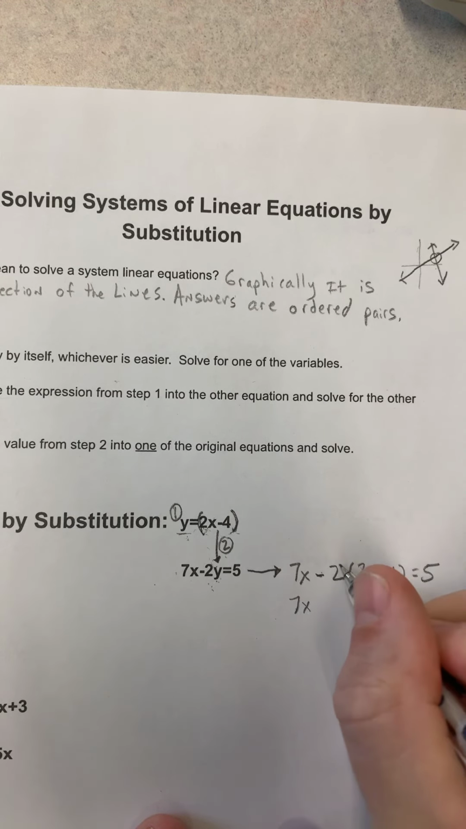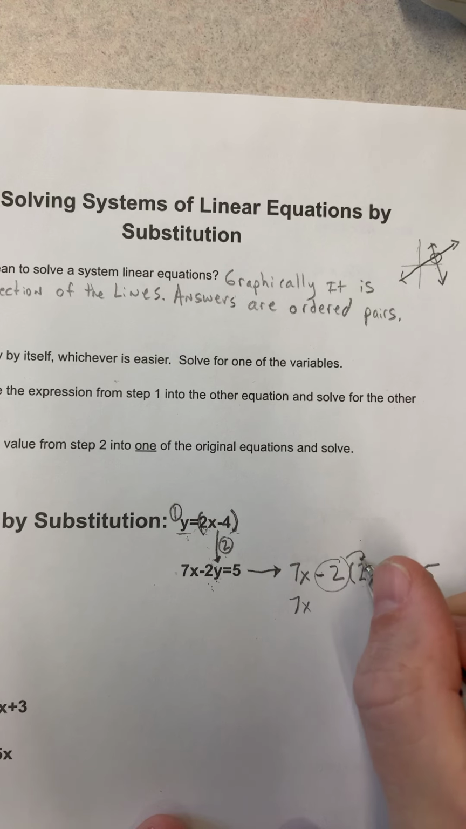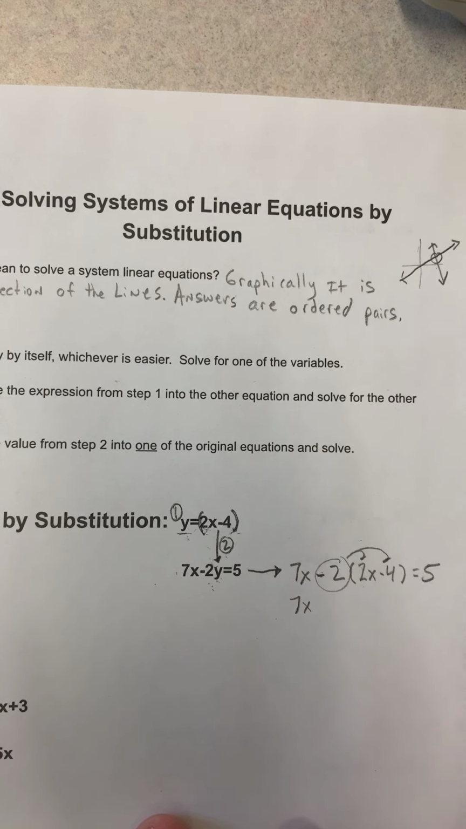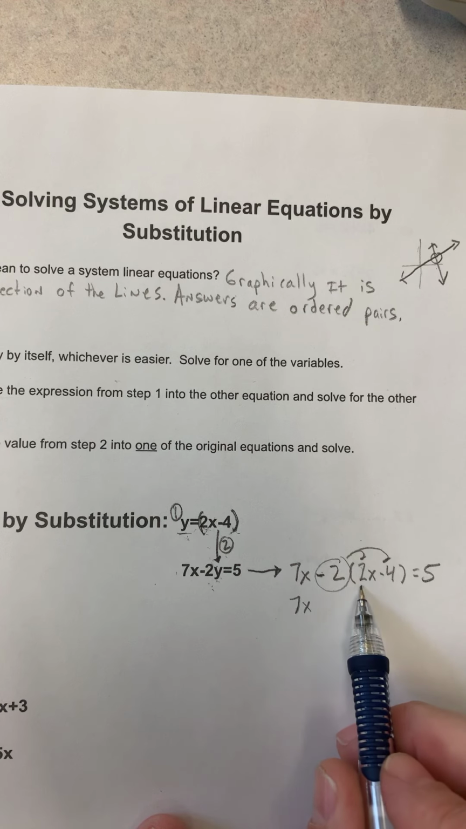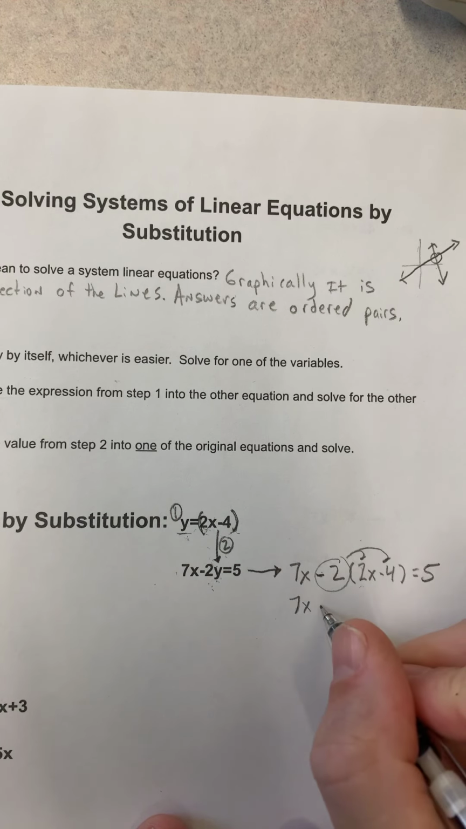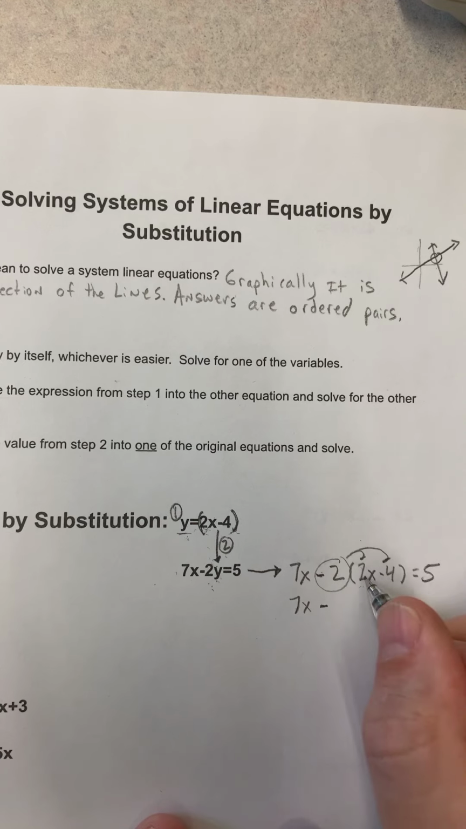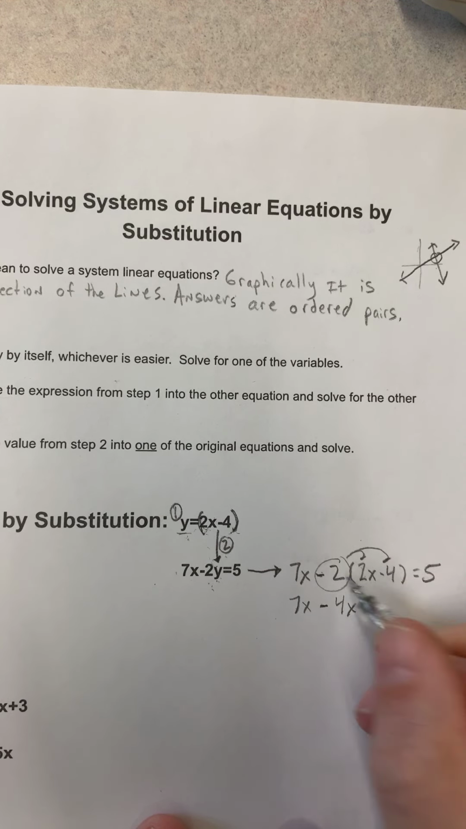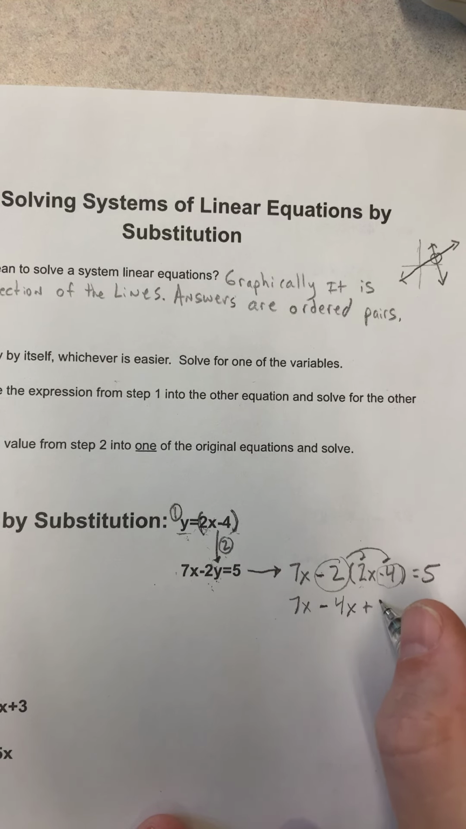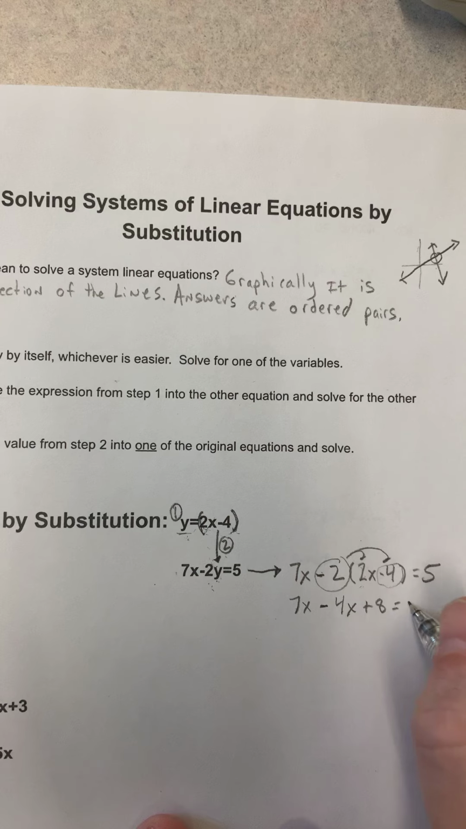7x would stay. I need to distribute -2, and I need to do that to both terms. Take care in doing this. -2 times a positive, that's going to be a negative, and I have 2 times 2x, which would give me a -4x. -2 times a -4, +8, and that's going to equal 5.